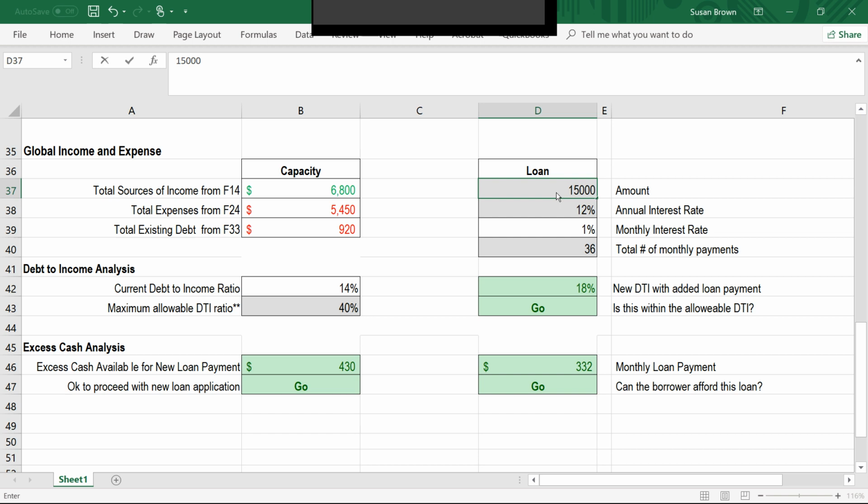And like I said, if I bump this up to $15,000, what we see is the loan payment goes up to $498, which of course is bigger than our current excess cash, and the spreadsheet gives you a stop sign and tells you that there isn't sufficient cash with this current configuration to cover the new loan payment.